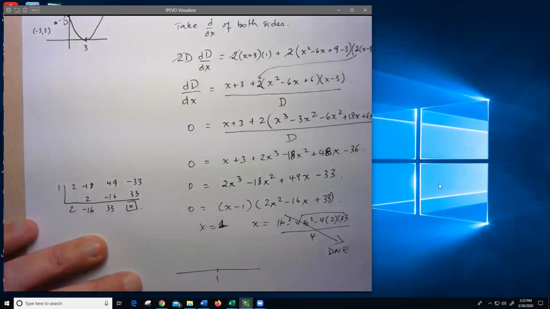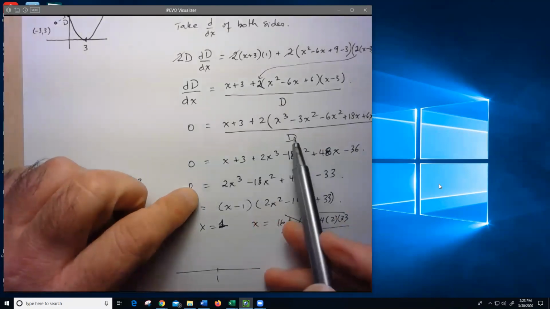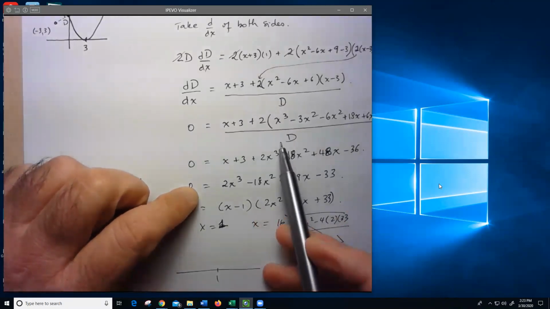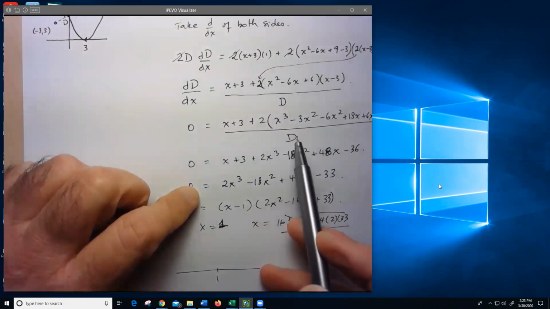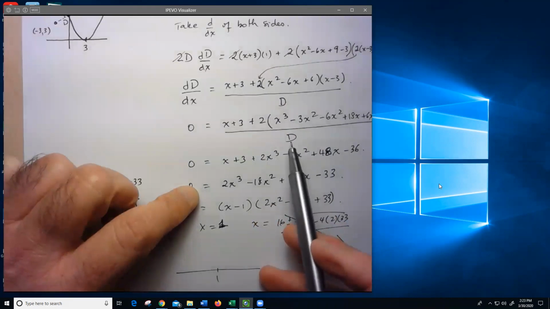And let's just test our cubic here. So again, what does this thing in the denominator represent? It just represents a distance between 2 points. And what do we know about a distance between 2 points?